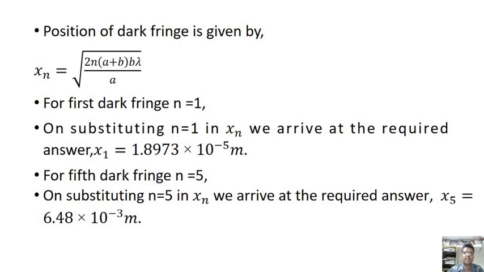We know the formula: xn is equal to square root of 2n times (a plus b) b lambda by a. For the first dark fringe, n is equal to 1, and for the fifth dark fringe, n is equal to 5. On substituting n equal to 1 in xn, we arrive at x1 is equal to 1.8973 × 10^-5 meter. Next, for the fifth dark fringe, on substituting n equal to 5, we get x5 is equal to 6.48 × 10^-3 meter.